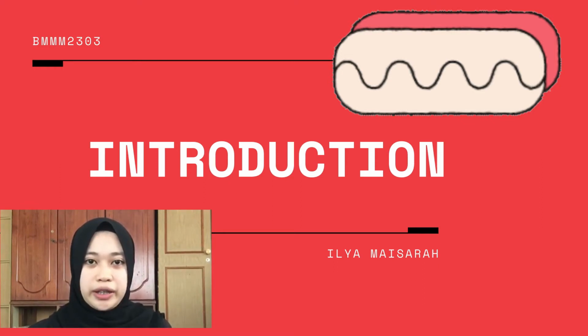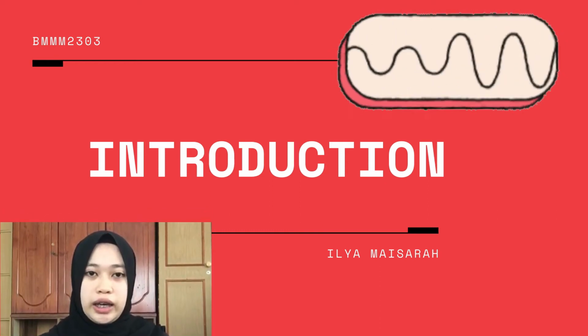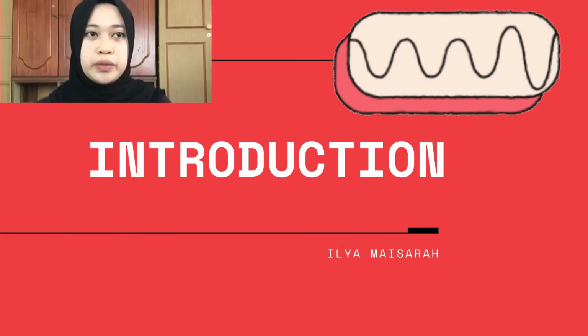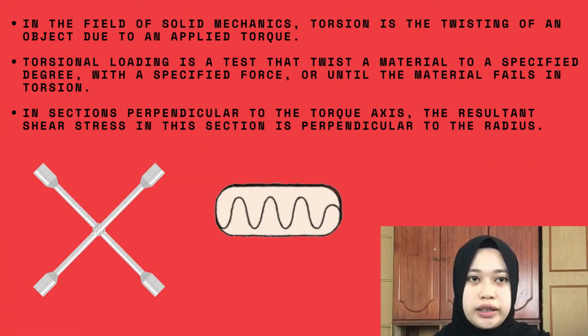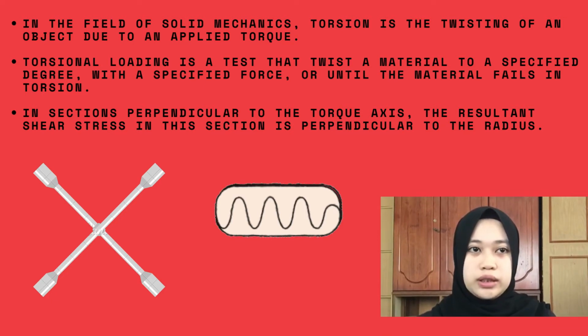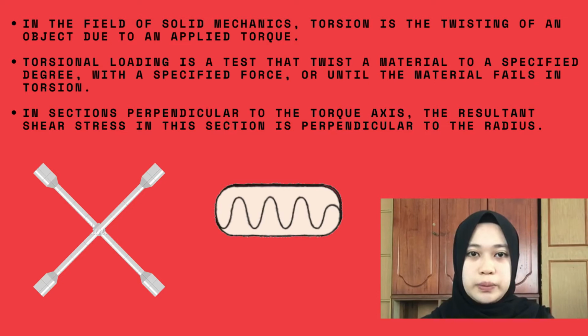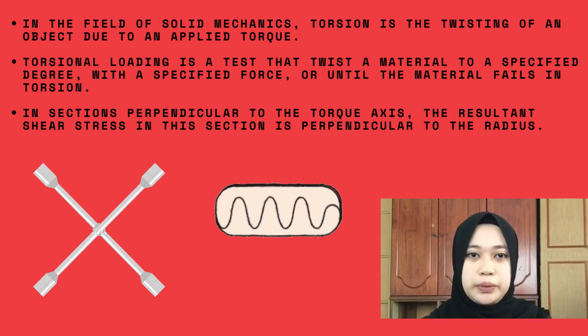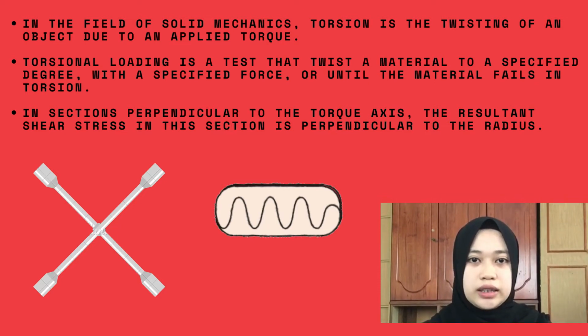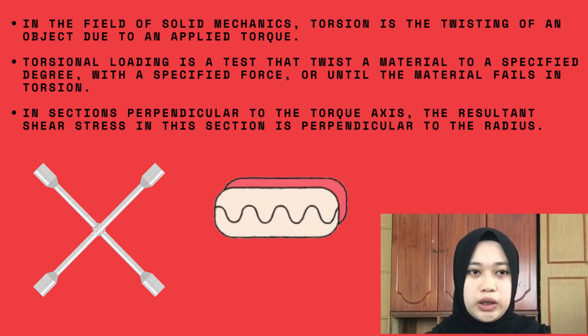Today, me and my friend are going to introduce our experiment, that is torsional loadings evaluation from actual structure. The product that we have been using is cross-range. Today, I will introduce what is torsional loadings. In the field of solid mechanics, torsion is the twisting of an object due to an applied torque. Torsional loading is a test that twists a material to a specified degree with a specified force or until the material fails in torsion. In sections perpendicular to the torque axis, the resultant shear stress in this section is perpendicular to the radius.